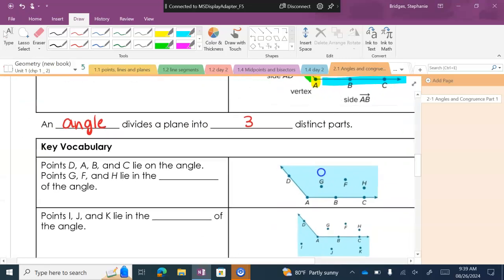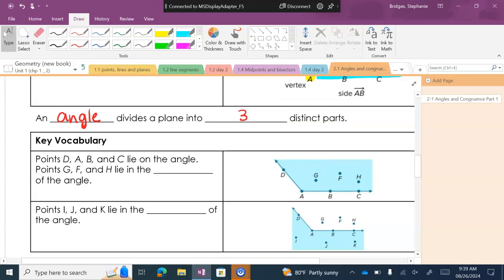So if you look at this next picture, points D, A, B, and C, what does it say? They lie on the angle, because they are actually points on the rays that form my angle. So that's what I mean by on the angle. Points G, F, and H are in that highlighted area there. That is what we call inside the angle, or the interior of the angle, because it's in between my two rays. Okay, so points G, F, and H lie on the interior of the angle.